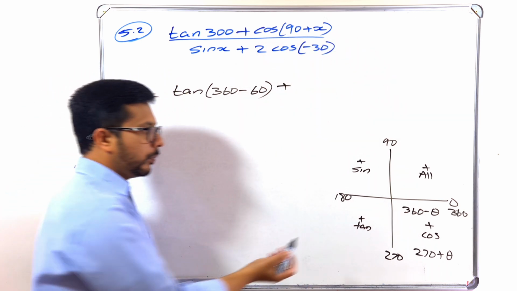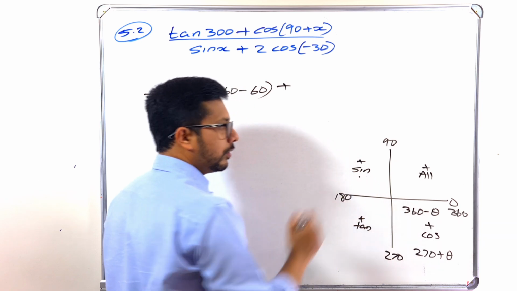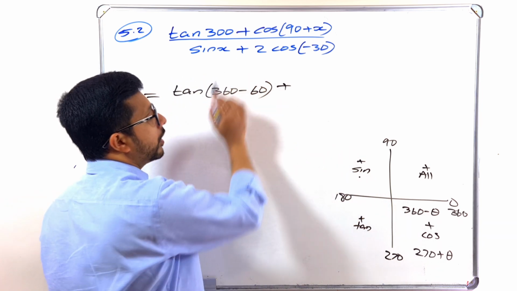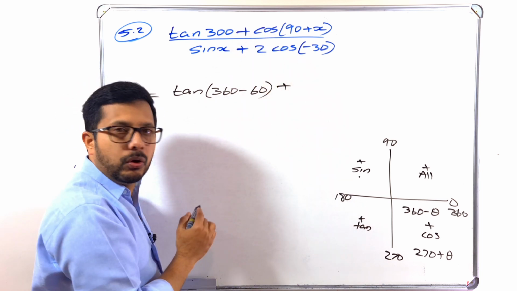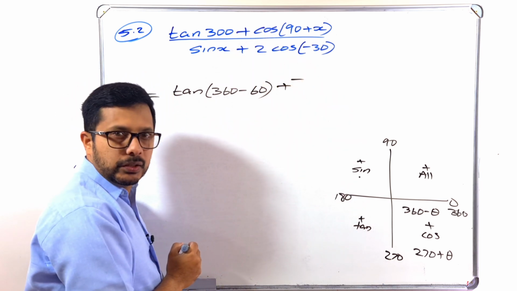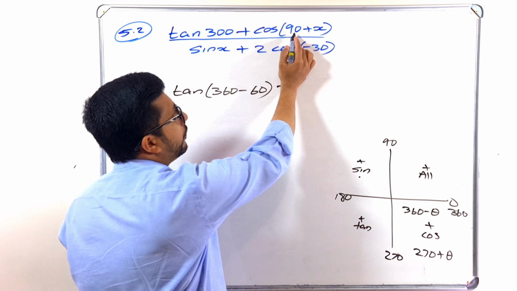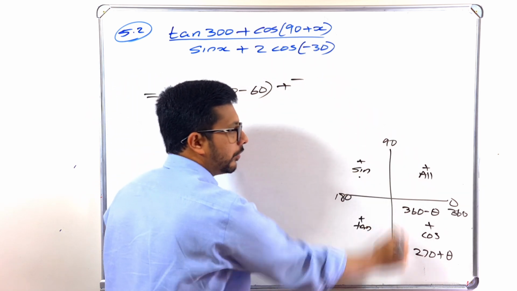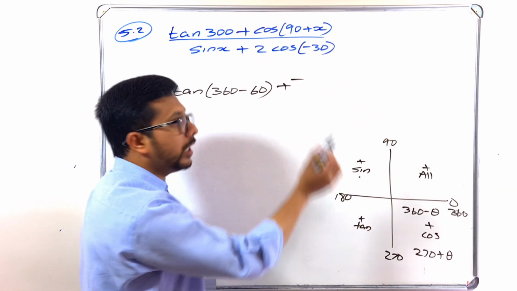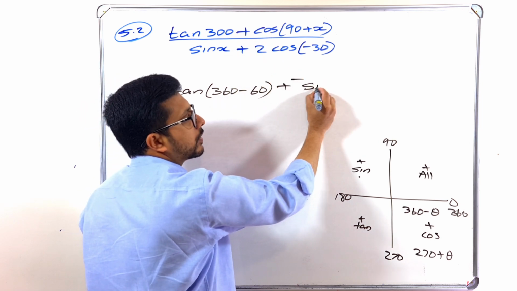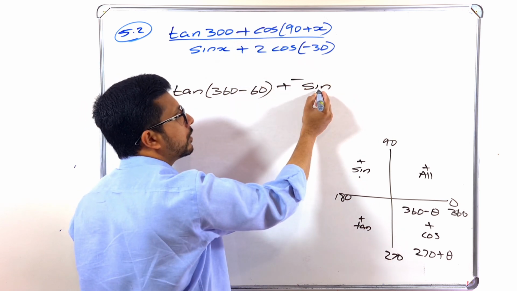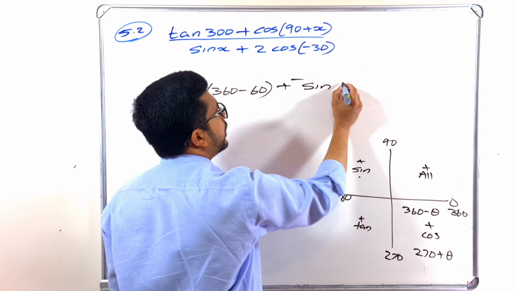90 plus x. Plus x means second quadrant. Second quadrant, what is positive? Sine is positive. Here what? Cos. So it is negative. Okay, now if it is based on 90 or 270, the vertical line, you have to change to its cofunction. What is the cofunction of cos? It is sine. Cofunction of cos is sine. Then the angle is x.